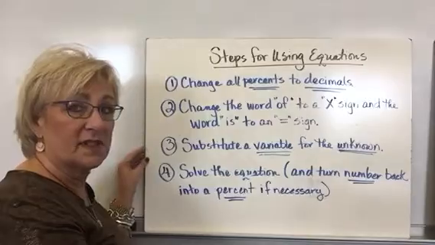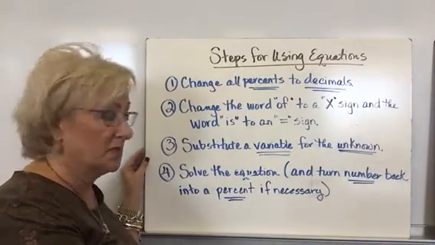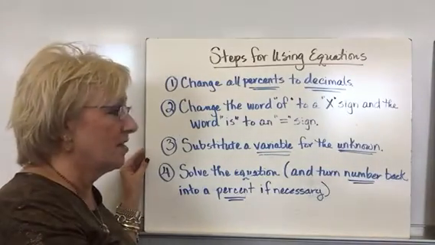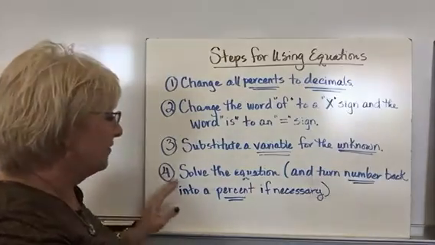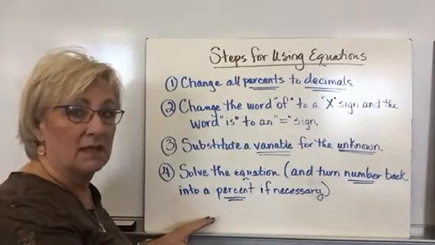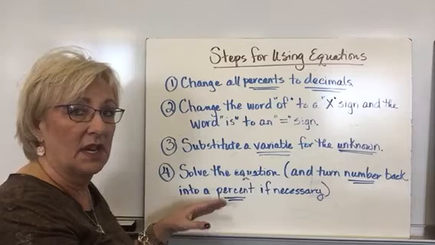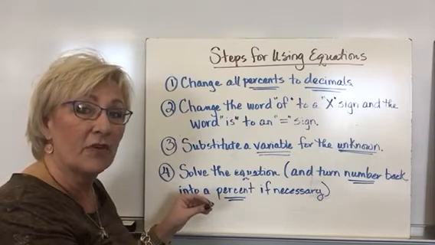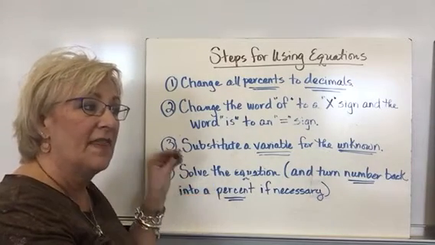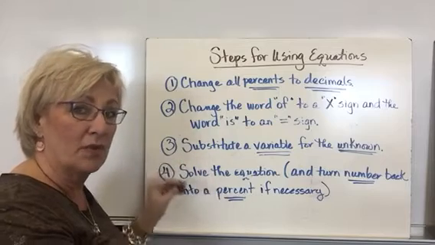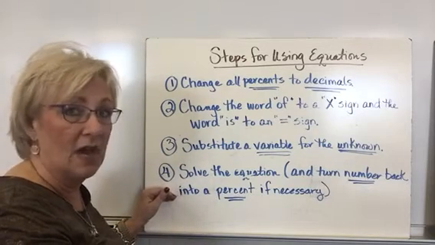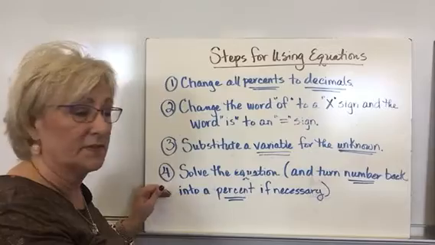Then the third step, just like your third step in using proportions, is to substitute a variable for the unknown. And your fourth step is really about the same. You're going to solve the equation. The only difference is if you're looking for a percent, you've always got to change that decimal back into a percent. So this is the biggie here if you're going to be using equations.